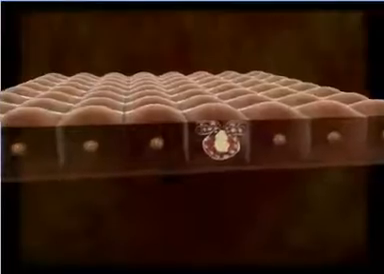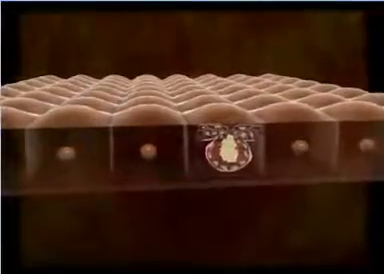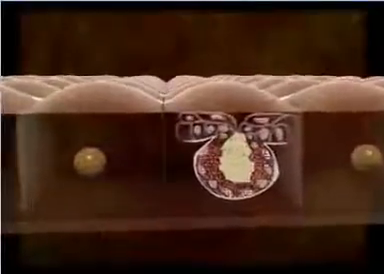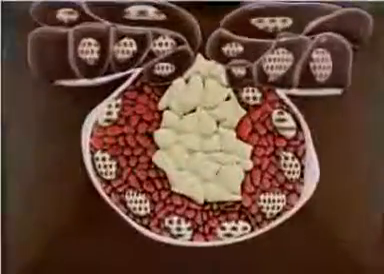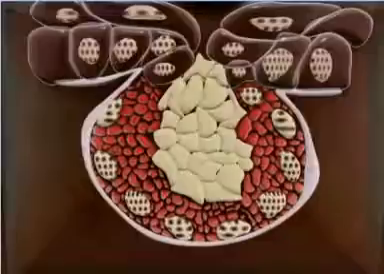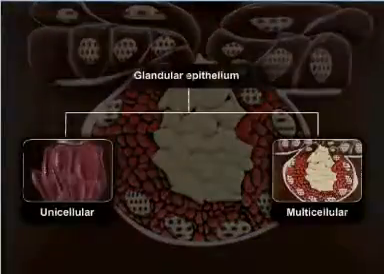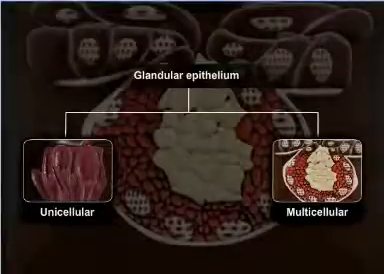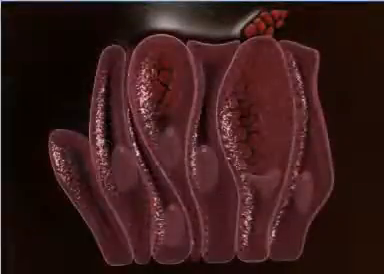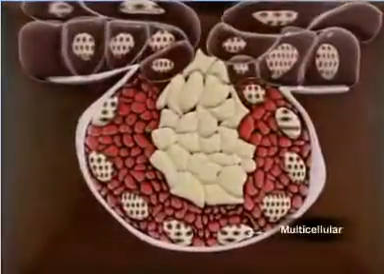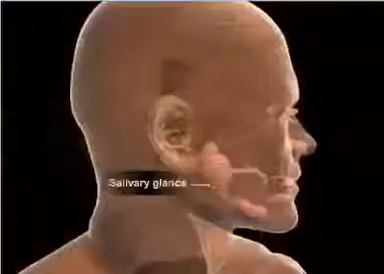In some cases, the cells of columnar and cuboidal epithelial cells become specialized for synthesizing and secreting biochemicals. In such cases, the epithelia are known as the glandular epithelia. Based on the number of cells involved, the glandular epithelium is of two types, unicellular, such as that in the alimentary canal, and multicellular, such as that in the salivary glands.